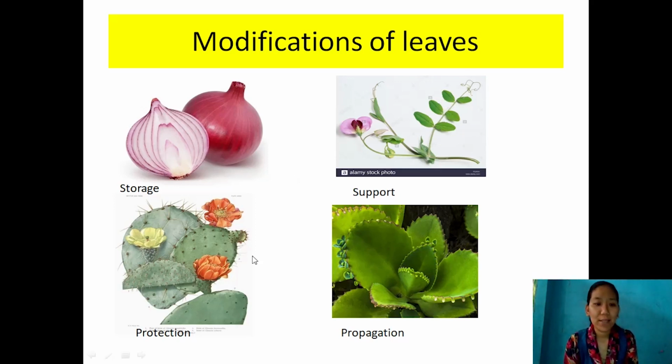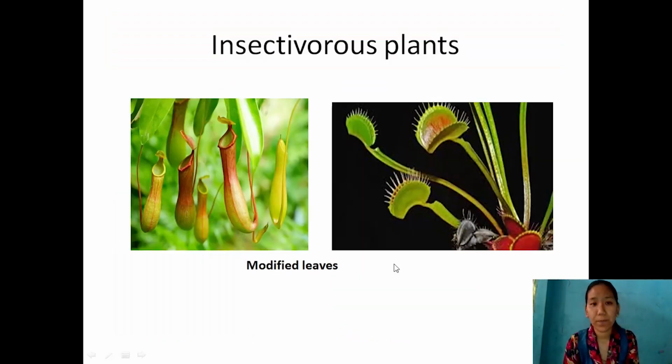Next is for protection. Here in the case of cactus, you find that the leaves are modified into spines. These spines give protection to the plant against herbivores or browsers. And sometimes, in the case of bryophyllum, the margin of the leaf also produces a leaf bud, which in turn can grow into an individual plant, thus helping in propagation of the plant.